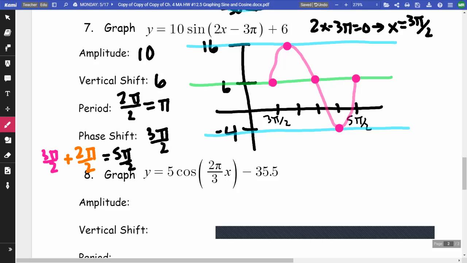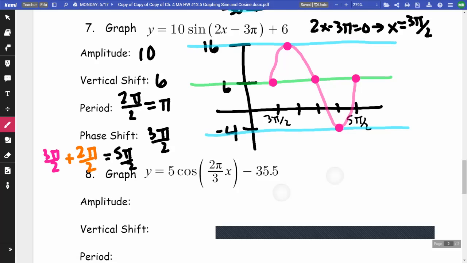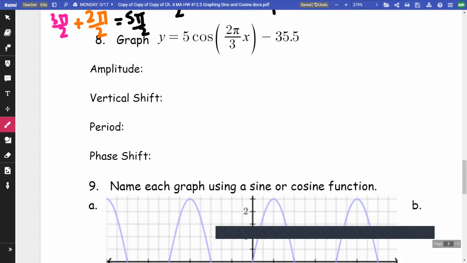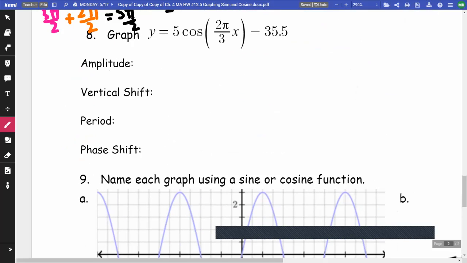Now, 8 is kind of going to be getting us ready for some of the ones we're going to see when we start doing some modeling with these things, some word problems. And the same with some of the graphs below.